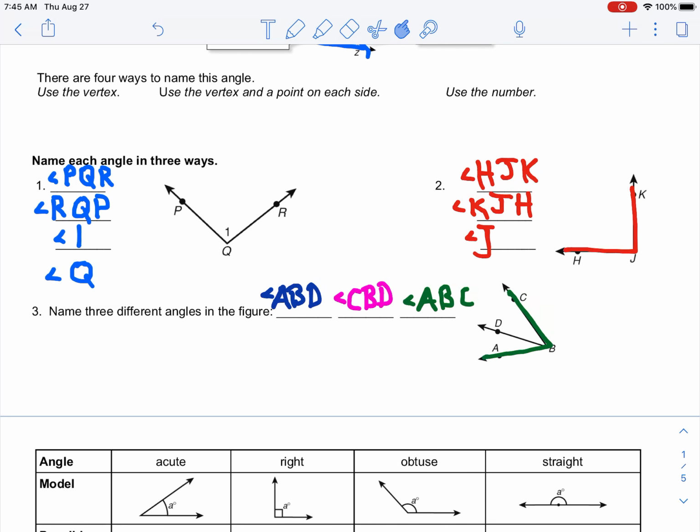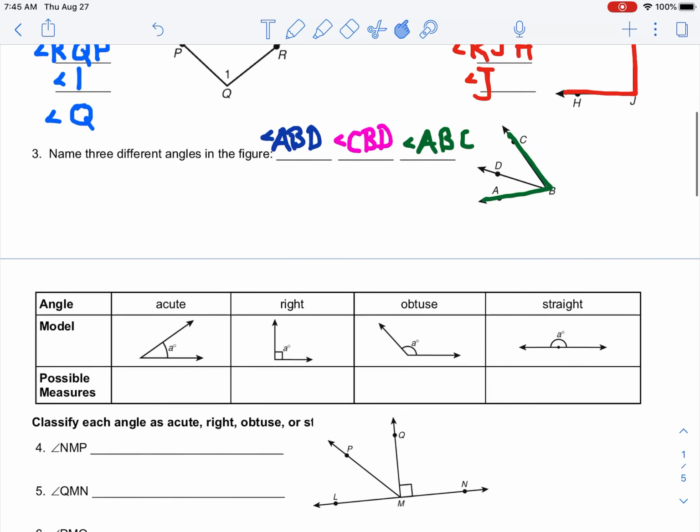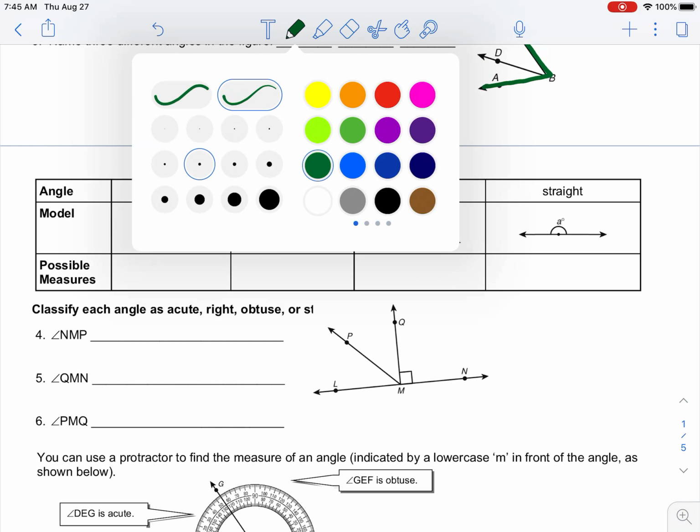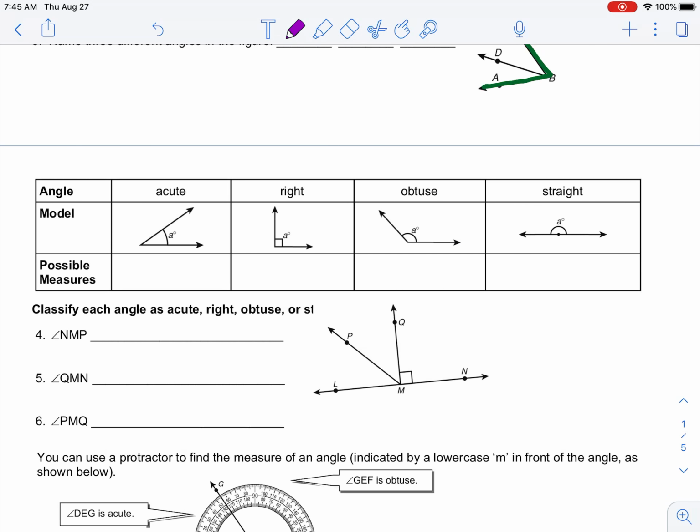So we've named all three angles in this picture. To name an angle, we need the vertex in the middle. The letter in the middle has to be where the opening is, and we need to use three letters as the best way to name an angle.